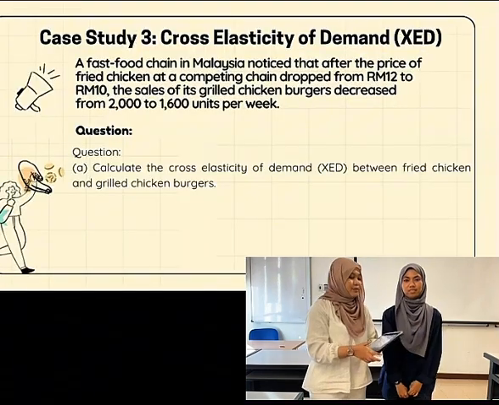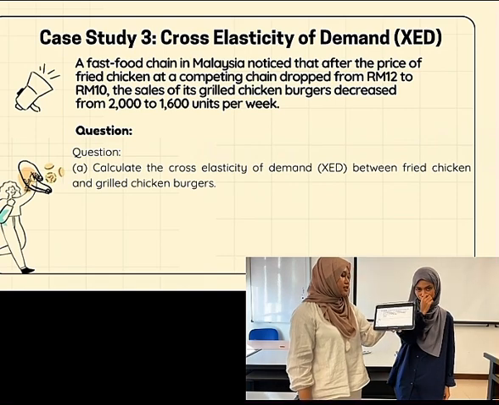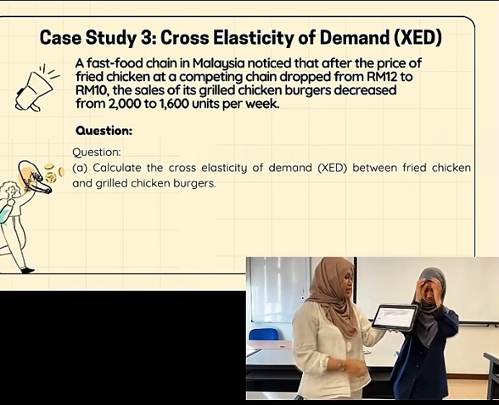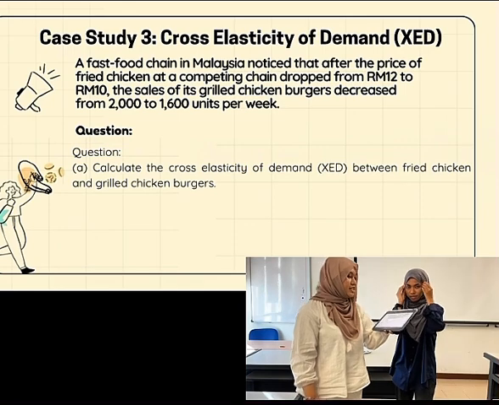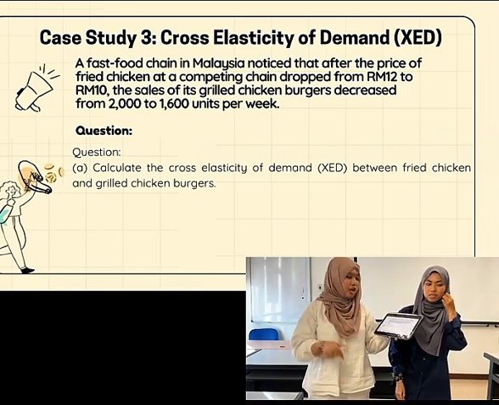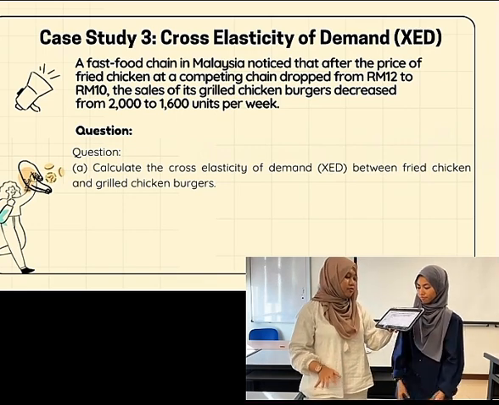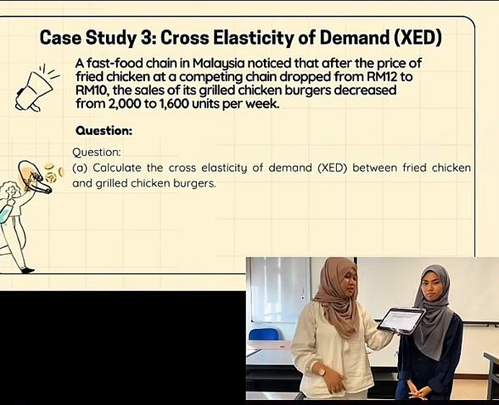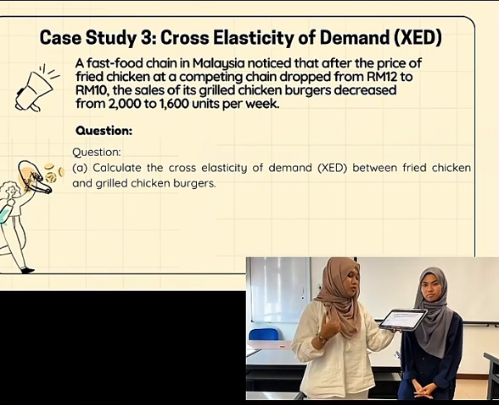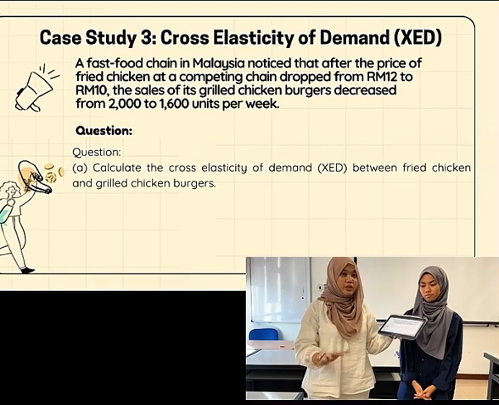So I'll proceed with case study 3, which is cross elasticity of demand (XED). A fast food chain in Malaysia noticed that after the price of fried chicken at a competing chain dropped from 12 to 10 ringgit, the sales of its grilled chicken burgers decreased from 2,000 to 1,600 per week.